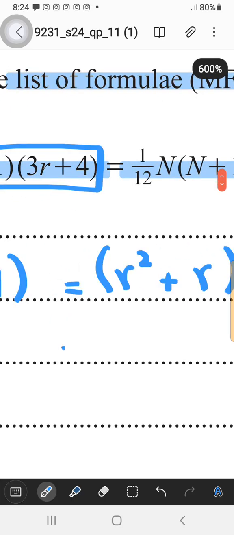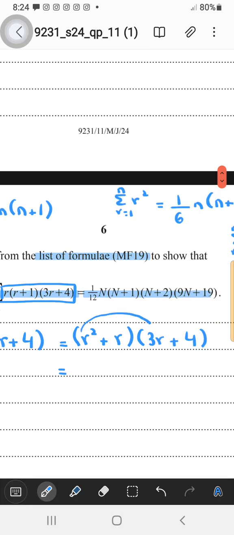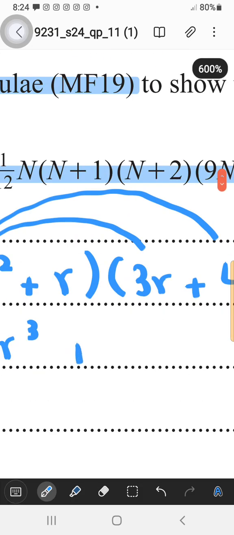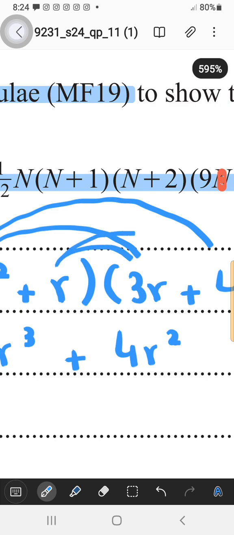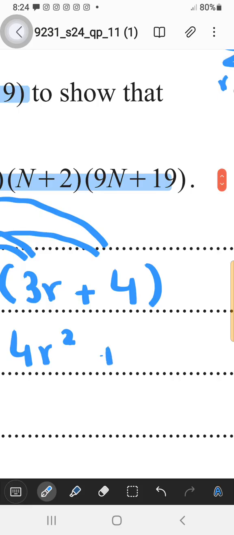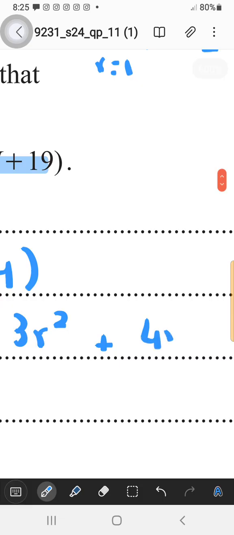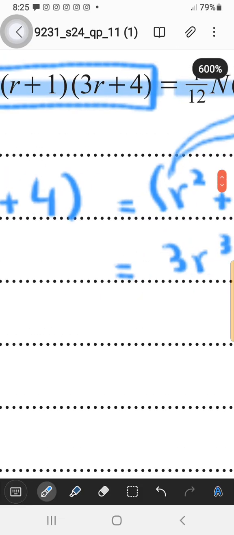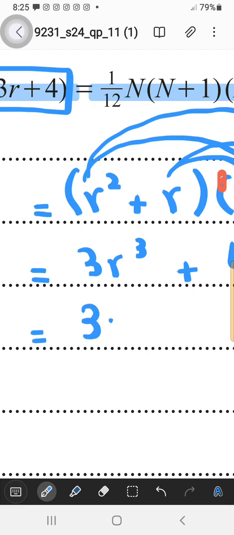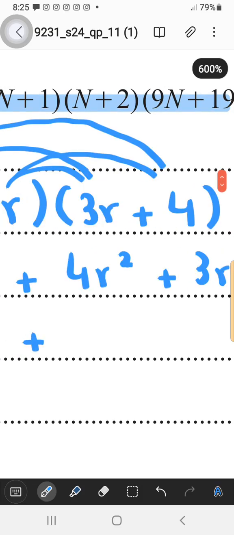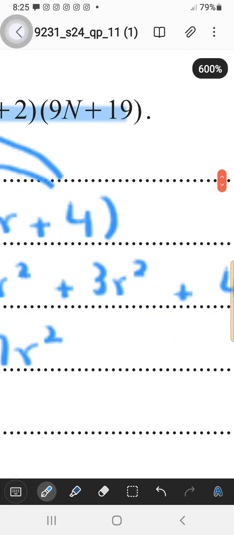Now we will multiply and expand this. The r square will get multiplied by this and then by this. So it becomes 3r cube plus 4r square. And then we multiply r with this and this. It becomes 3r square plus 4r. Now we will simplify this and it becomes 3r cube plus 4r square plus 3r square becomes 7r square and plus 4r.